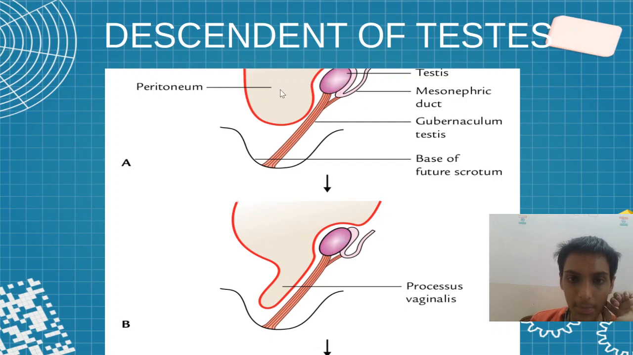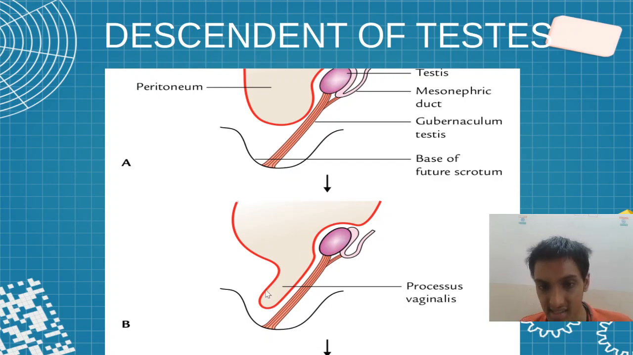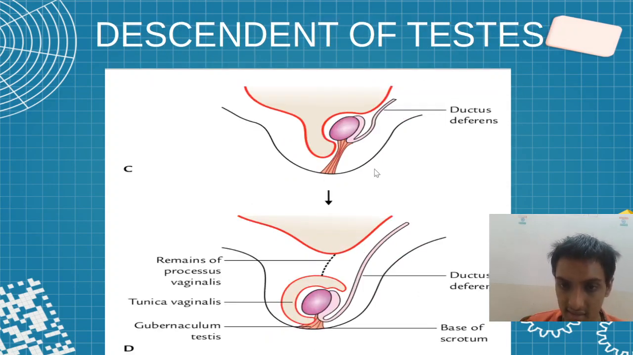So what is happening initially, this is how the peritoneum is. You are finding that the testis here is above, attached by the gubernaculum testis to the base of the scrotal sac. And slowly there is a formation of the processus vaginalis. Then the ductus deferens is coming and slowly the testis is coming down, forming the remains of that processus vaginalis. It is also forming the three layers around the testis, and here we have the shortened gubernaculum testis. This is how it will be.